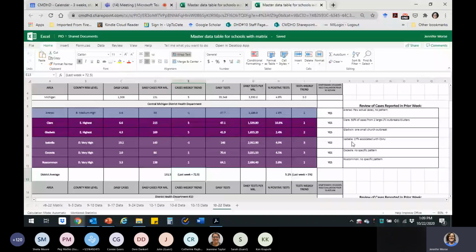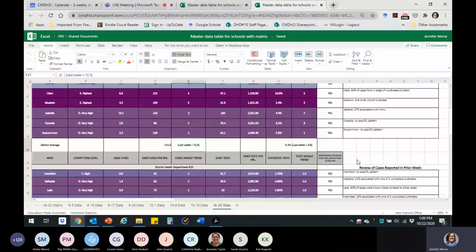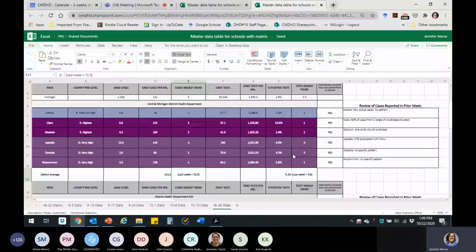Isabella, about a quarter of those cases still seem to be associated with CMU. You'll see here that this last week, the trend is actually going downward. That's what that -1 means, that there's been a downward trend for 1 week. Osceola, there's not really been much of a pattern. Again, not a huge number of cases, just a smaller county. Roscommon, there's not been any major pattern. But again, overall, we've just been seeing more cases. You'll notice the percent positivities here have gone up.